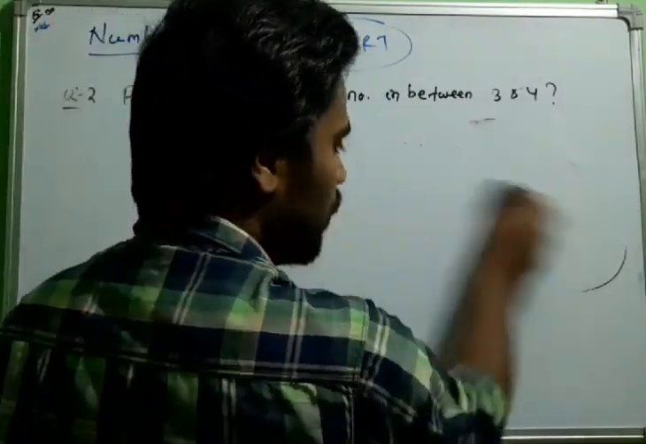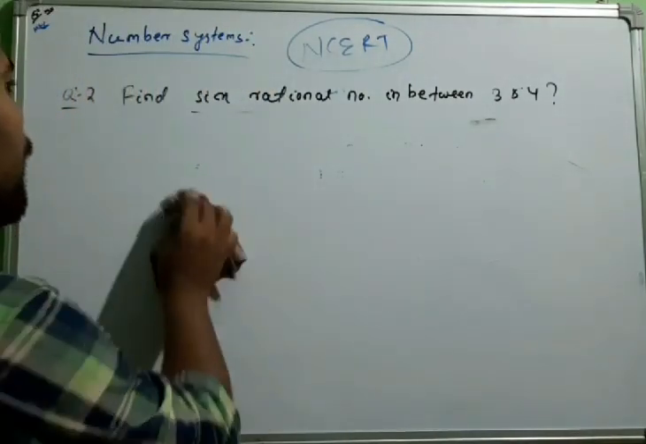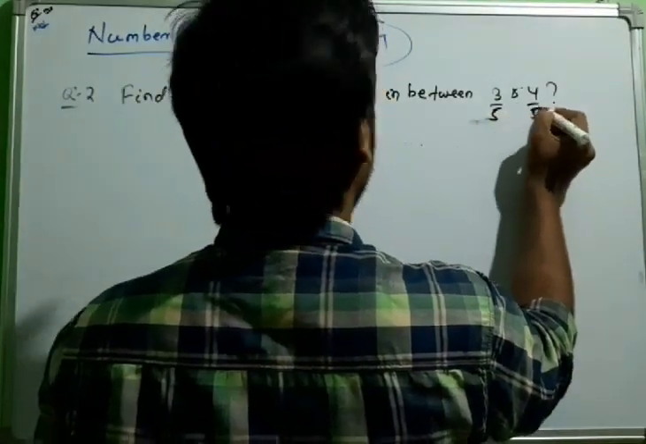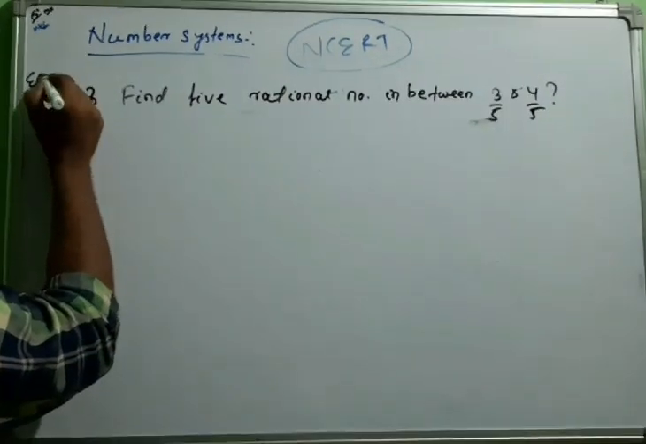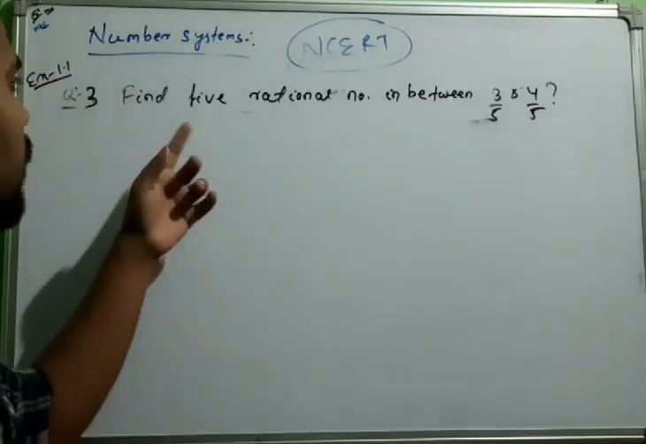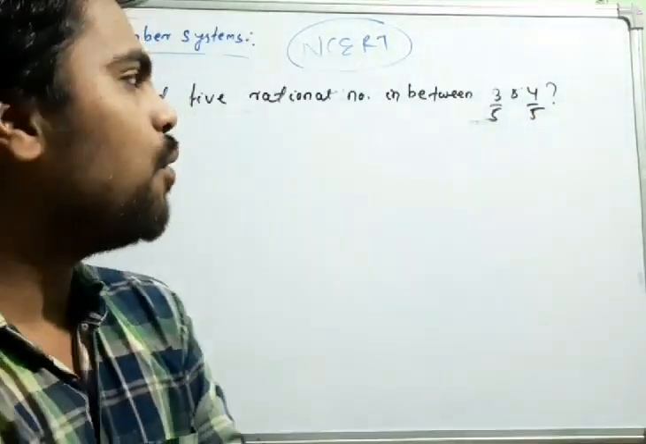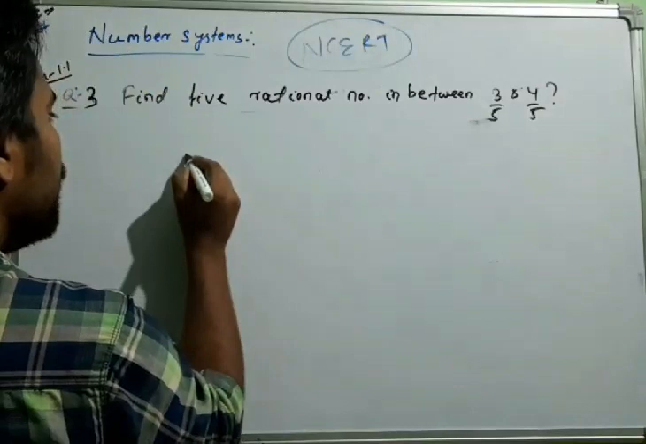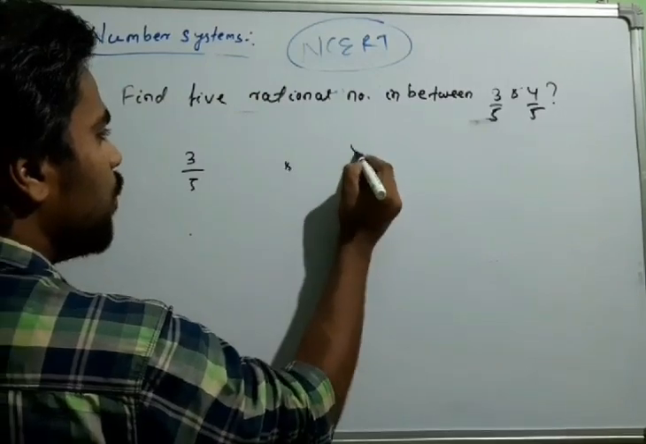Question number 3 is given in your NCERT exercise 1.1, write down. Find 5 rational numbers in between 3 by 5 and 4 by 5. The question is asking you to find 5 rational numbers in between 3 by 5 and 4 by 5. Already the denominators are given to you, 5 and 5. So now how can you find? Just see, 3 by 5 is given to you and 4 by 5.